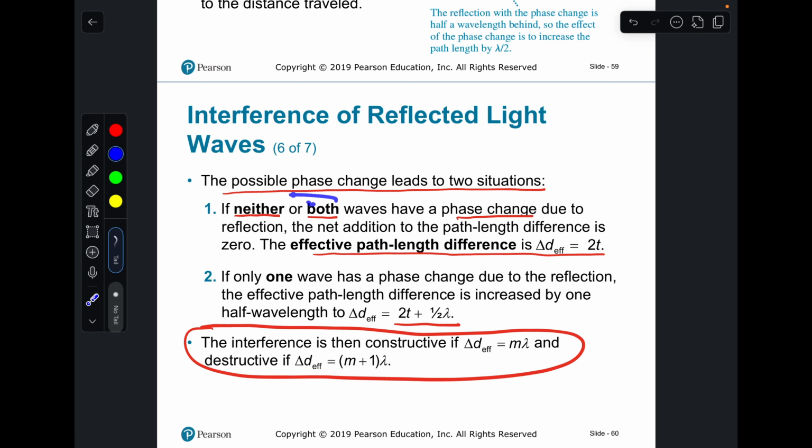If neither or both waves have a phase change, then the effective path length difference is simply 2 times the thickness. If only one of the waves, either the one that reflects from the top or the one that reflects from the bottom, has a phase change, then our path length difference is effectively increased by half of a wavelength. And if that's the case, then what happens for case 2? Then that is going to make our constructive and destructive interference conditions change places.